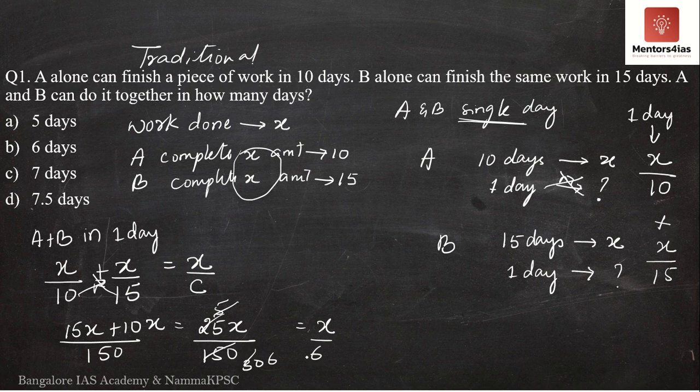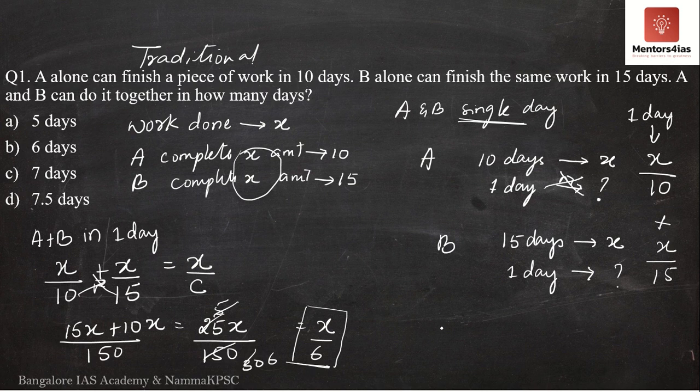So I get x by 6. If both A and B are working together, in one day they complete how much work? They are able to complete x by 6. What is x by 6 now? X by 6 is the amount of work completed by A and B if both of them are working together.